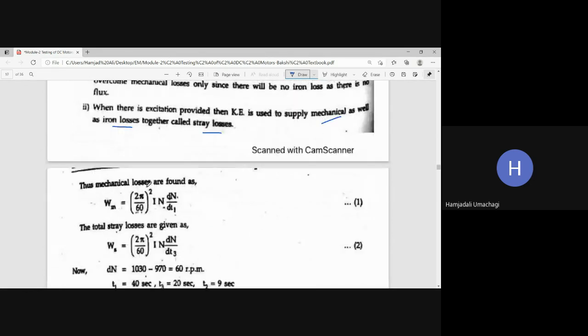Now, let us see the formulas here. Mechanical losses can be calculated using the formula Wm is equal to (2 pi by 60) whole square into I into N into dN by dt1. Only mechanical losses present means here there is no excitation. Whatever kinetic energy is there, that kinetic energy is used to overcome simply the mechanical losses. So Wm is given by (2 pi by 60) whole square.